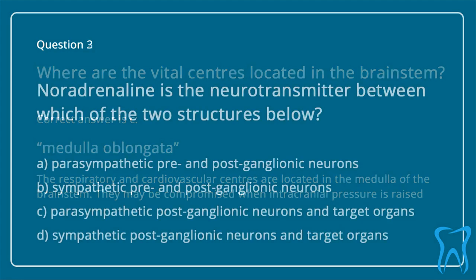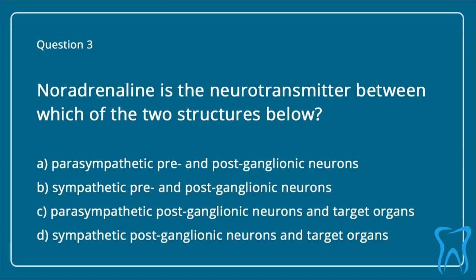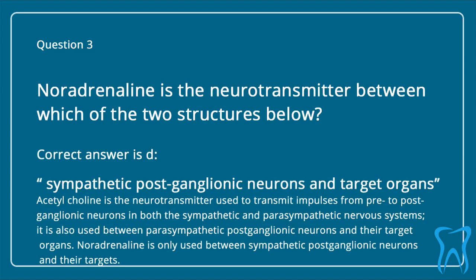Question 3. Noradrenaline is the neurotransmitter between which of the two structures below? A. Parasympathetic pre- and postganglionic neurons, B. Sympathetic pre- and postganglionic neurons, C. Parasympathetic postganglionic neurons and target organs, D. Sympathetic postganglionic neurons and target organs. Correct answer is D. Sympathetic postganglionic neurons and target organs.